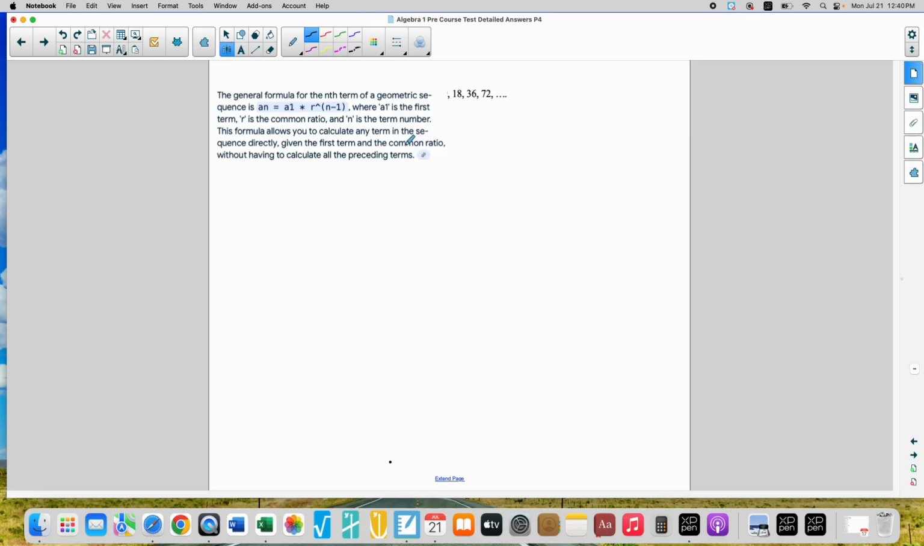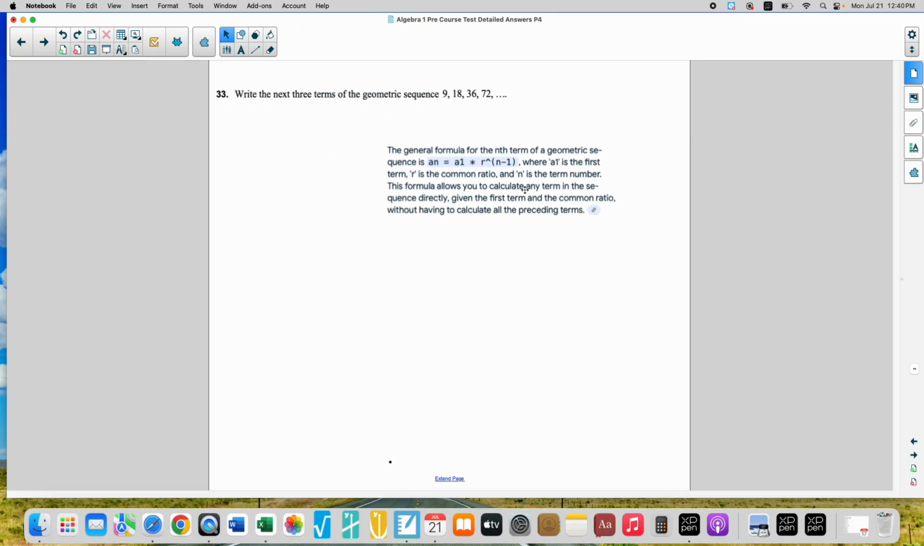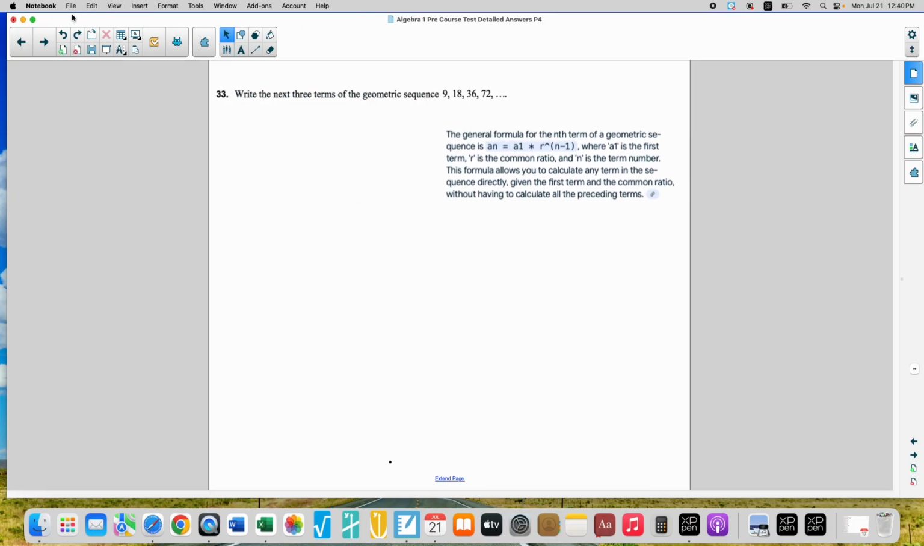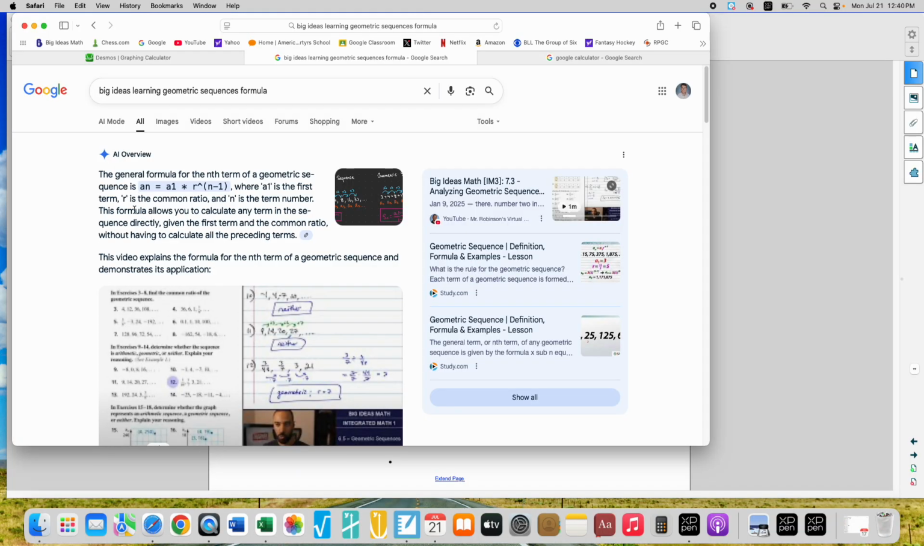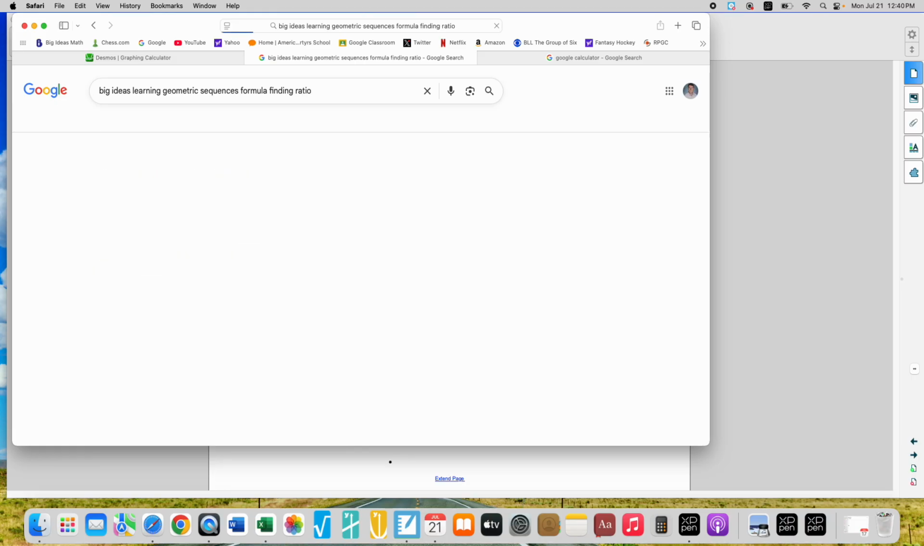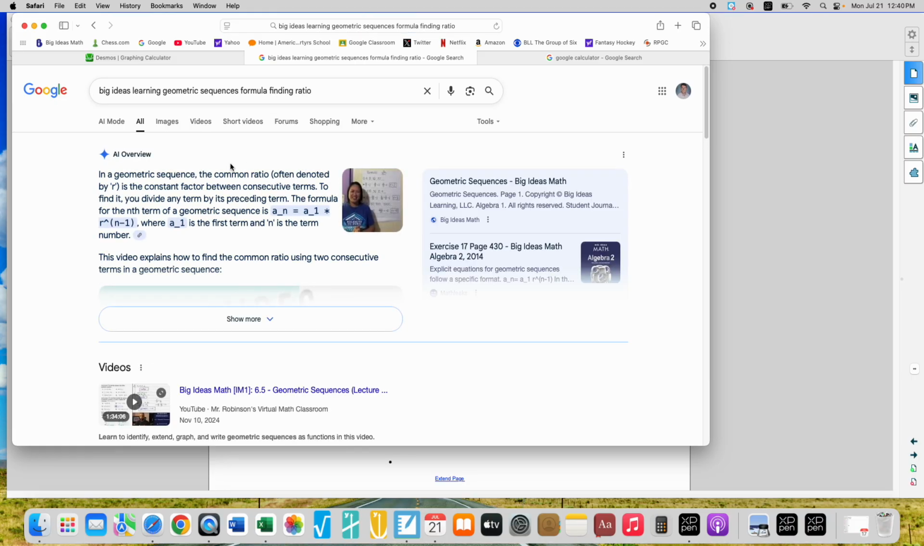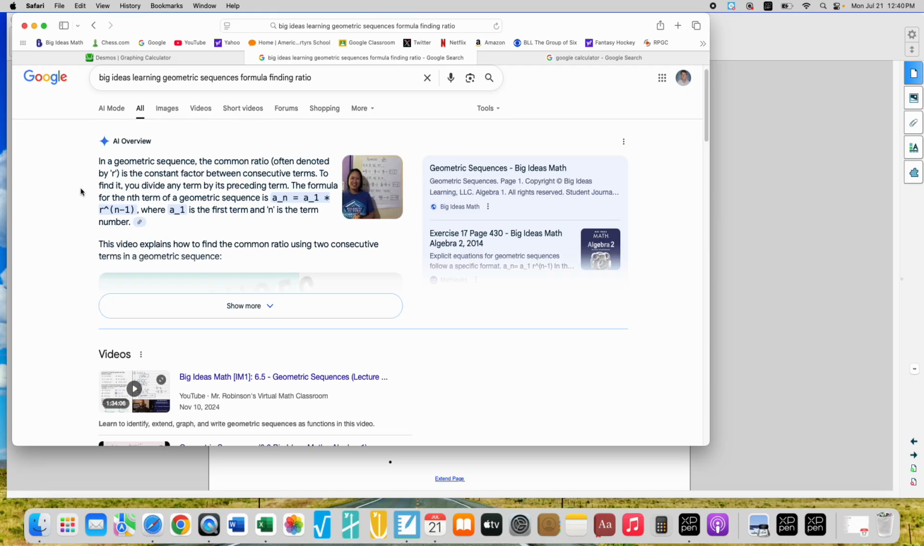Whoops. Let's take that. How do I find r? How do I find the ratio? I think it's going to be a, well, let's see, formula, finding ratio. Do you plug it in? I think you almost plug it in. The common ratio, often denoted by r, is the constant factor between consecutive terms. To find it, you divide any term by its preceding term. Yeah, I knew it was a sub 1.